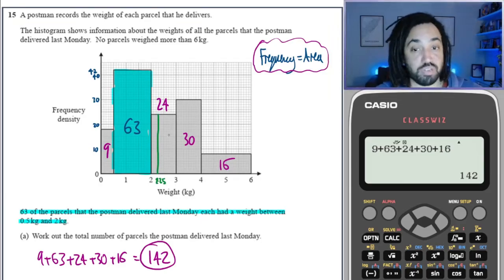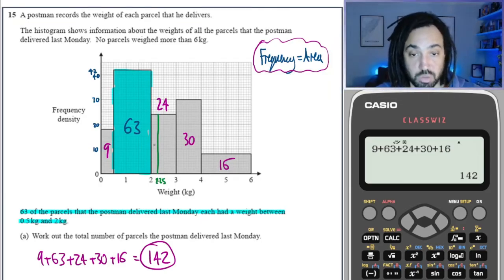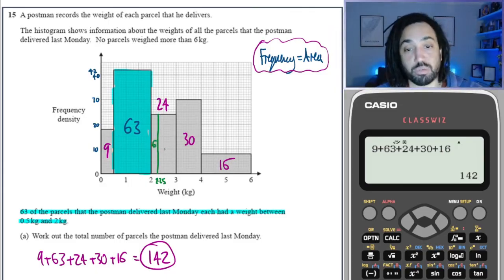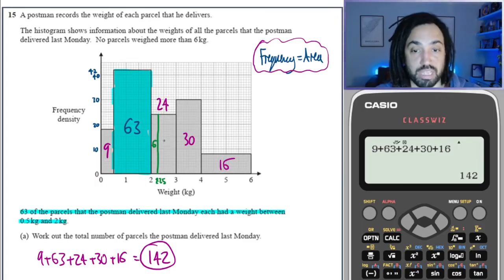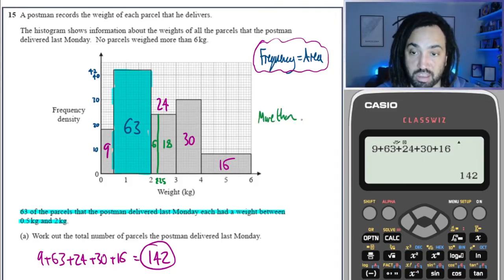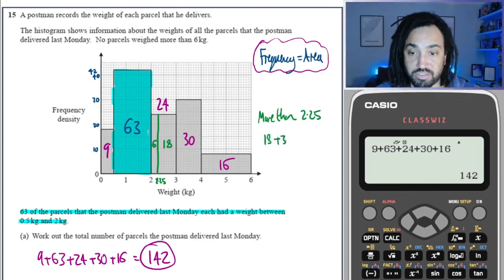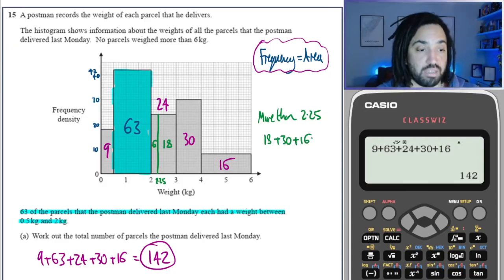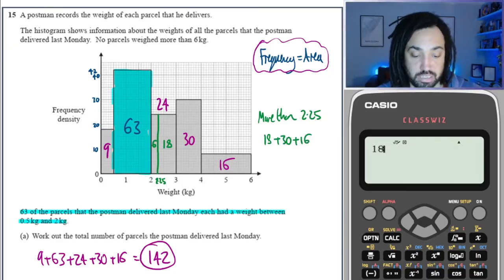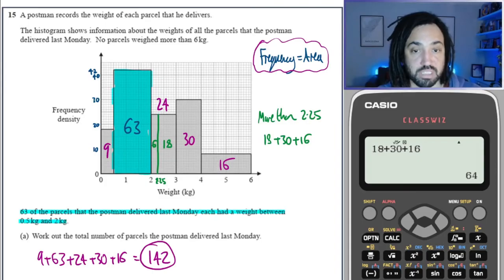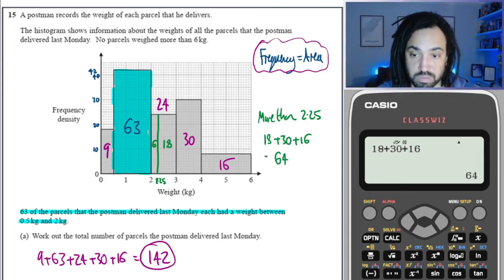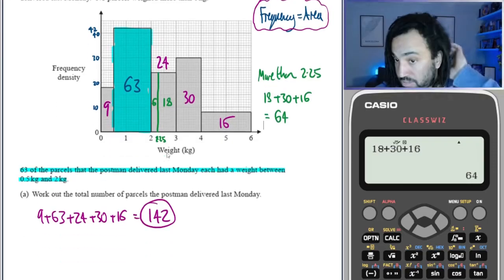So we need to split this region up, and we're going to split it up into quarters. So we've got 1/4 of 24 is 6, and then on the other side we've got 3/4, which would therefore be 18. So now we can work out more than 2.25. There are 18 plus 30 plus 16. So we do 18 plus 30 plus 16, which gives us 64. Okay, so there are 64 that are more than 2.25.